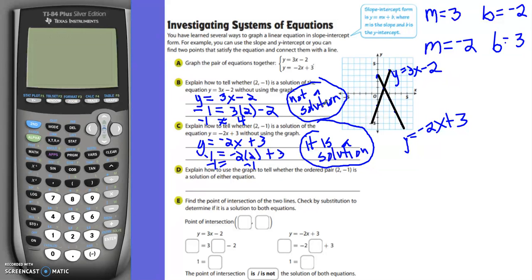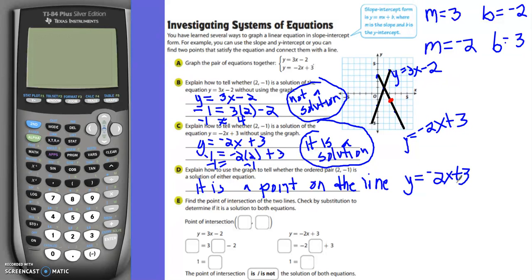Explain how to use the graph to tell whether the ordered pair 2, -1 is a solution of either equation. All you have to do is go to the right 2, then down 1. That point is right there in red. It is a point on the line y equals -2x plus 3.